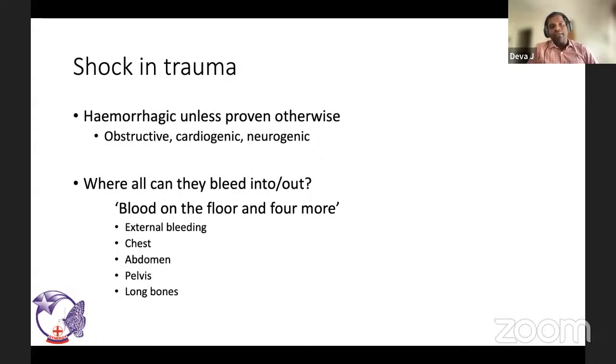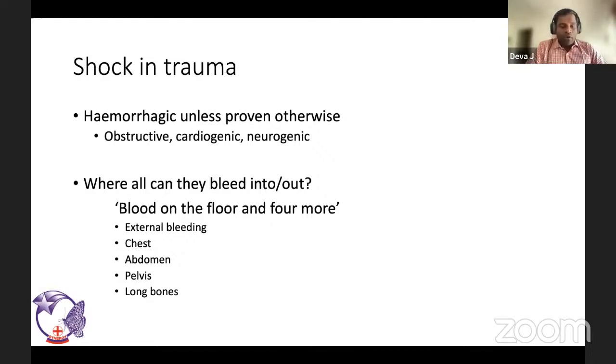So they can bleed externally. The previous picture you saw, the gentleman was bleeding quite profusely from the scalp, or they can have internal bleeding. The internal bleeding can be in the chest, in the abdomen, in the pelvis, and in the long bones. When we talk about the chest, somebody can easily bleed 3 liters into the hemithorax. The abdomen can take the entire blood volume, and the pelvis can also take the entire blood volume.